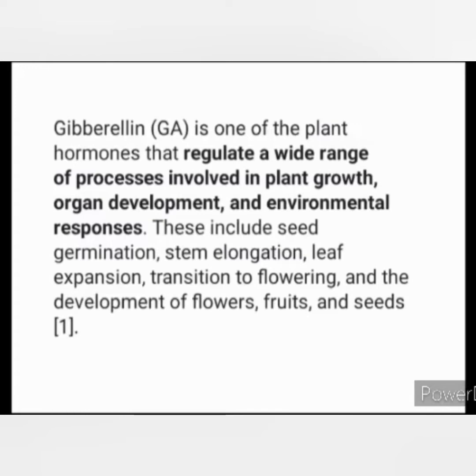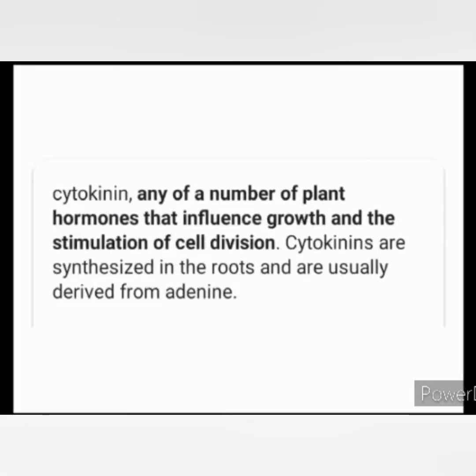Gibberellin or GA is one of the plant hormones that regulate a wide range of processes involved in plant growth, organ development, and environmental responses. This also includes seed germination, stem elongation, leaf expansion, transition to flowering, and the development of flowers, fruit, and seeds.